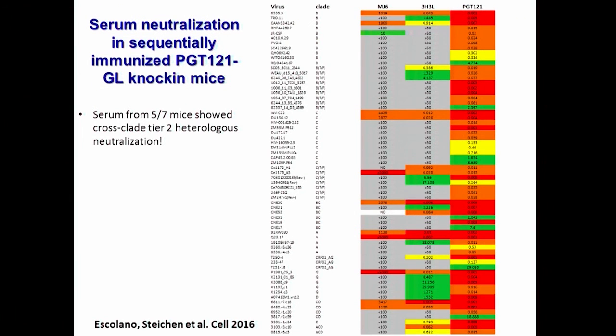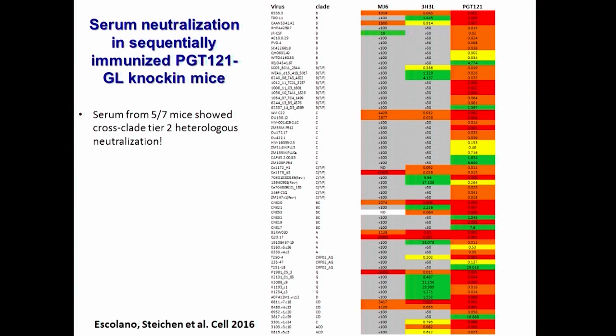And we were really excited to see that serum from 5 of the 7 mice showed some cross-clade tier 2 heterologous neutralization. And here's serum from one of the mice that we ran on a large panel. So this is a PGT-121 sensitive virus panel. In the middle column is 3H3L, which is an inferred precursor of PGT-121, which is less mutated and less broad. But we found that our serum was neutralizing a lot of the same viruses as 3H3L. So we were pretty happy that it seemed like it was going down a PGT-121-like pathway.